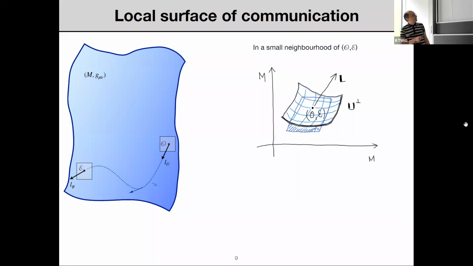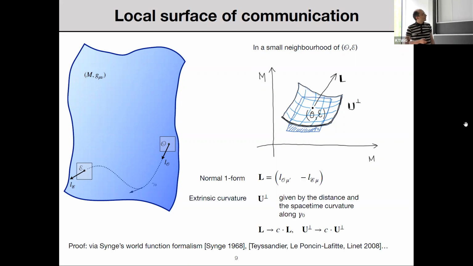And if you have a submanifold, you can always approximate its shape. And the way to approximate its shape in differential geometry is to give the normal vector, which defines the tangent space at the point OE. And if you want to be more precise, you add the curvature corrections. So you add the extrinsic curvature, which defines how it is locally bent. And hopefully you can also do it with the local surface of communication.